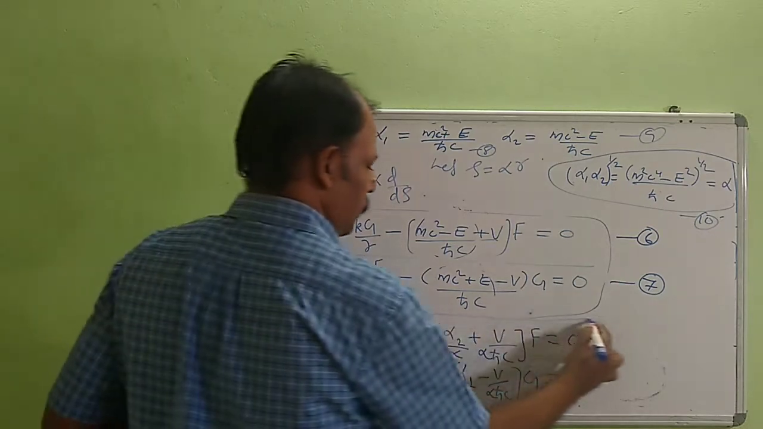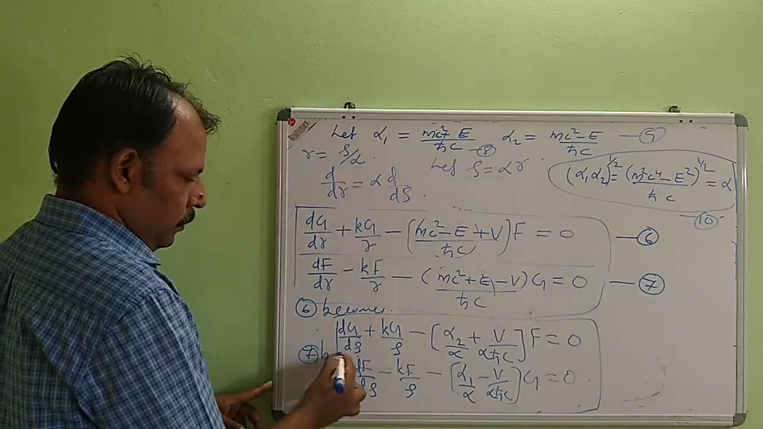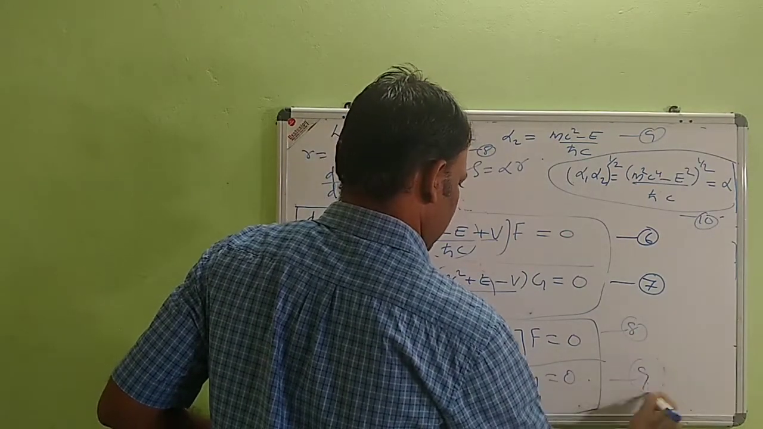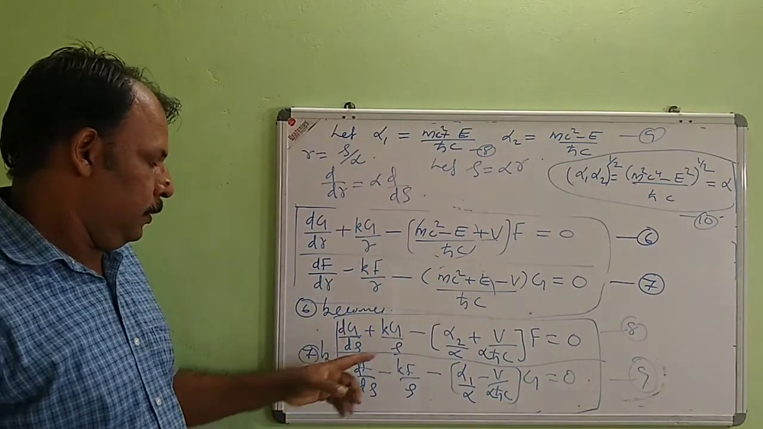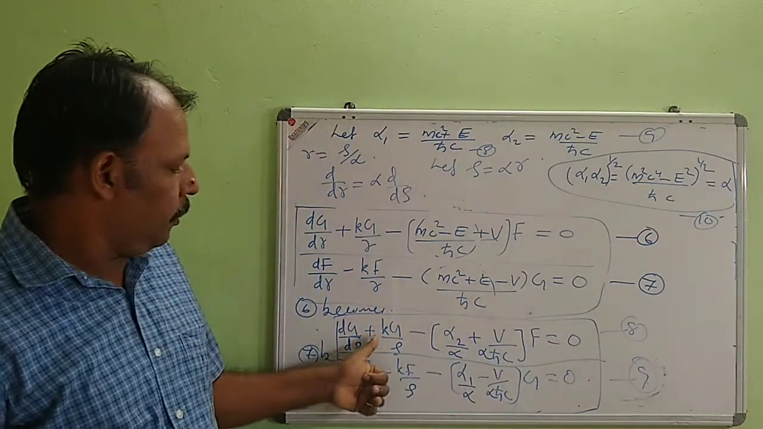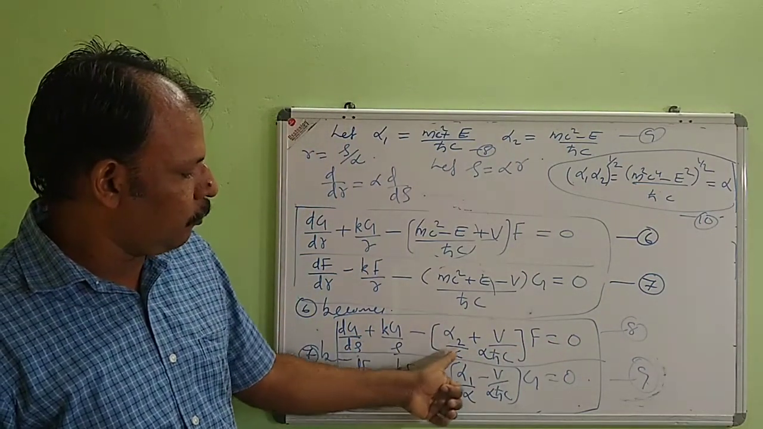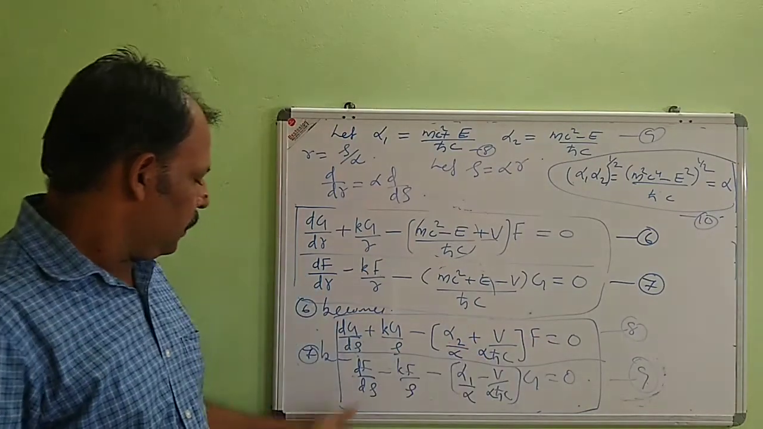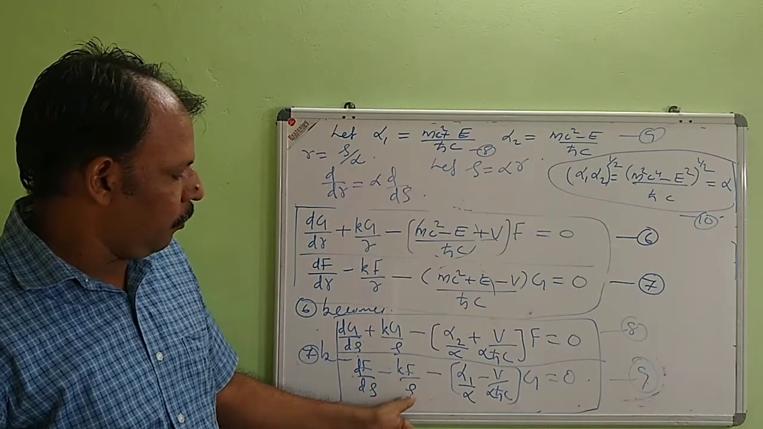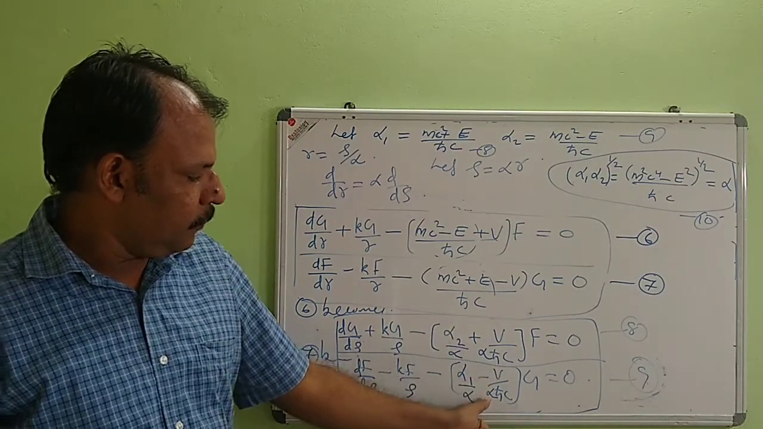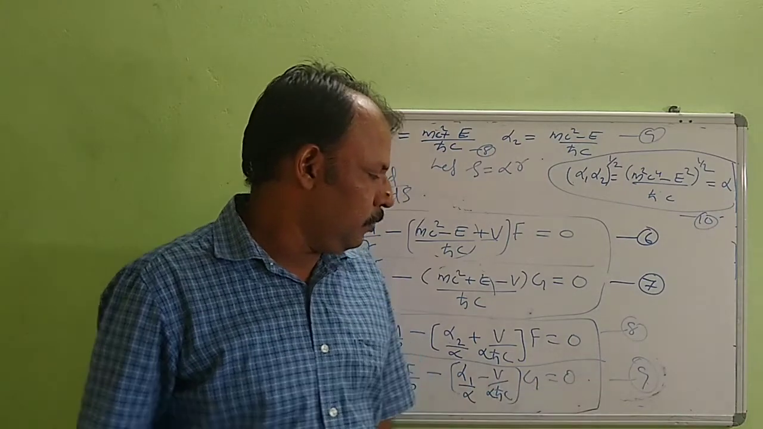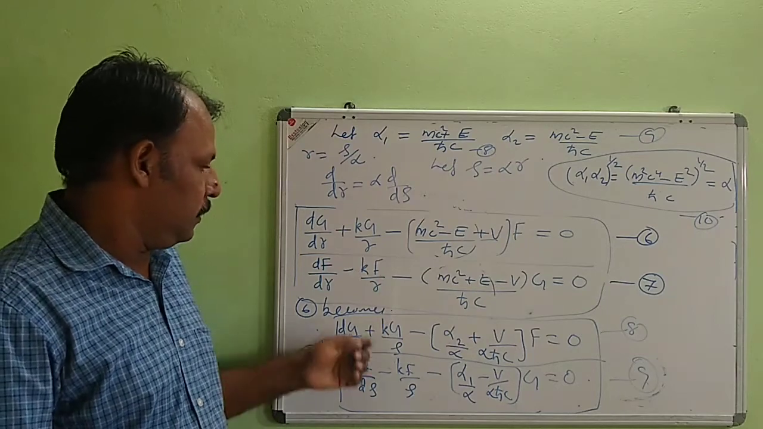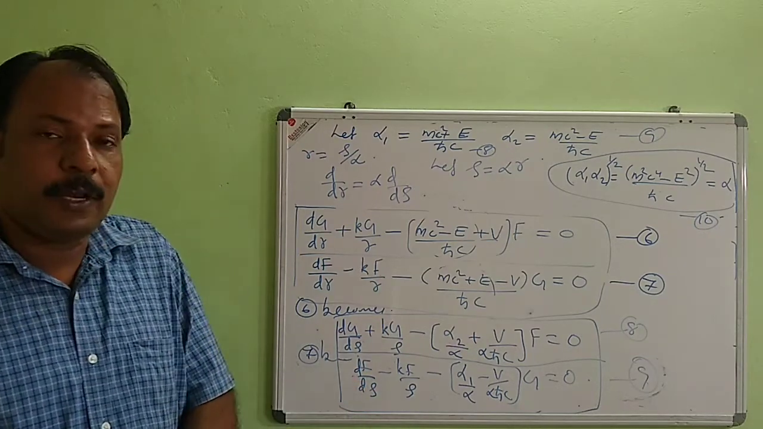So we got two equations, equation 8 and 9. Equation 8 is dg by d rho plus kg by rho minus alpha 2 by alpha plus v by alpha h bar c, f equal to 0. And df by d rho minus kf by rho minus alpha 1 by alpha minus v by alpha h bar c into g equal to 0. So we have separated the equations, and these are the equations for the radial part.